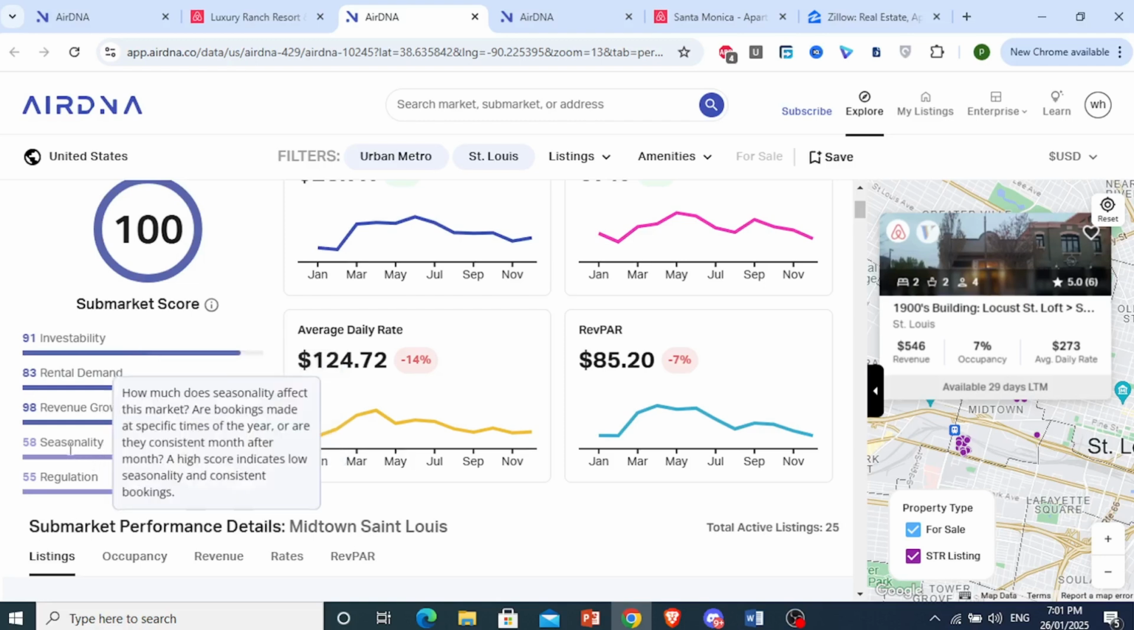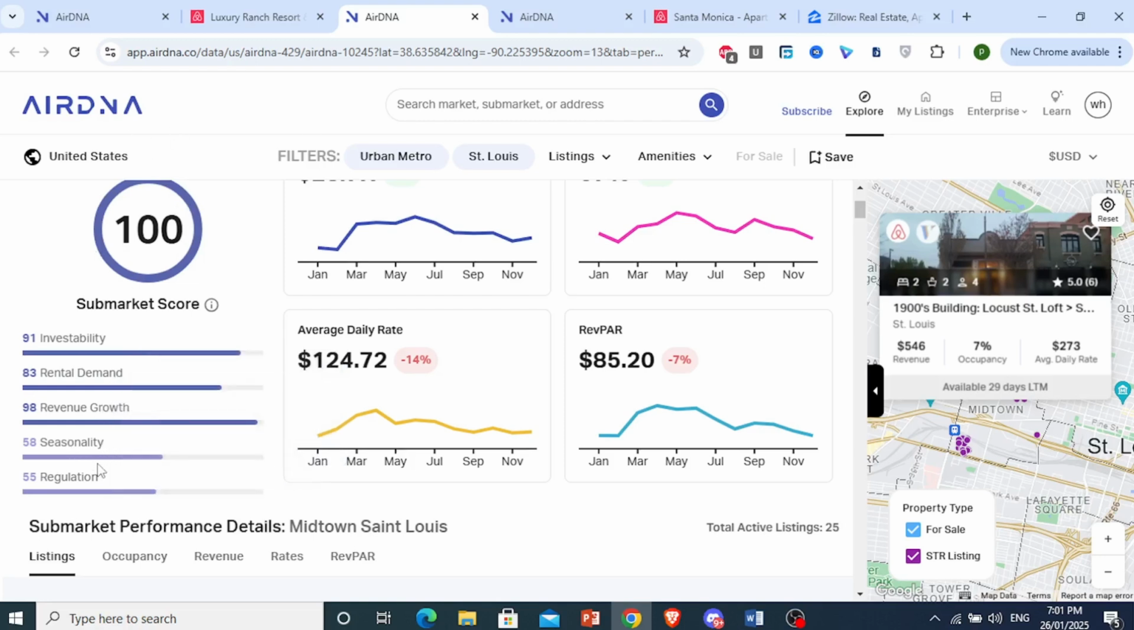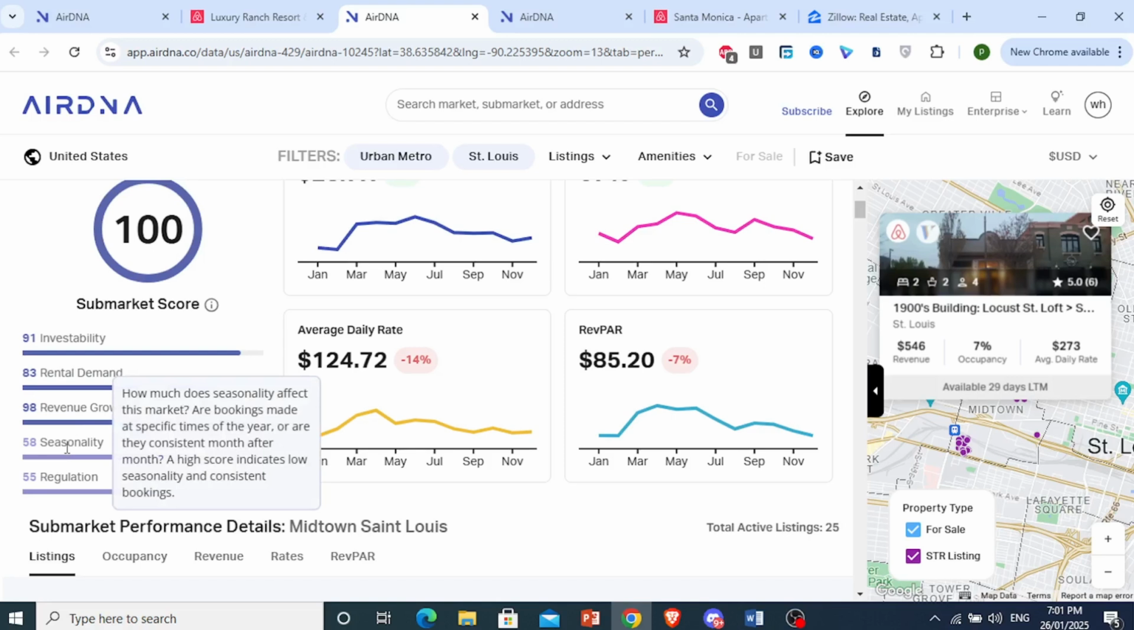And then there's the aspect of seasonality, which this area is kind of doing not that great. Basically, if the bookings are consistent throughout the year, that means they would be low seasonality and there would be a high score right here, and the bookings would be more consistent. But this market right here is kind of seasonal, okay? So it lacks right here. And there's also strict regulations in this town, in the sub-market.